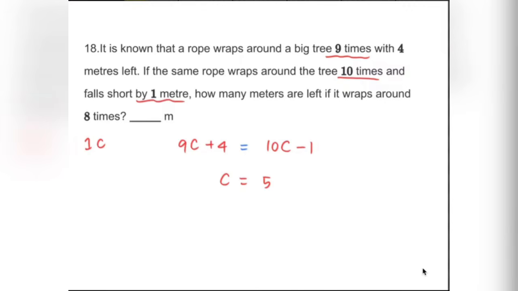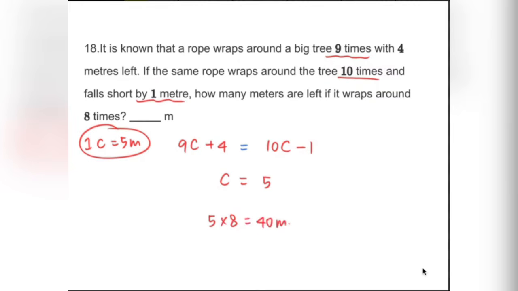Okay, let me write down here. Equals 5 meters. Then the question is asking how many meters are left if it wraps around 8 times. Well, for 1 time we already know it is 5 meters, so what about 8 times? That is 5 times 8. And also, can you figure out what is the total length?